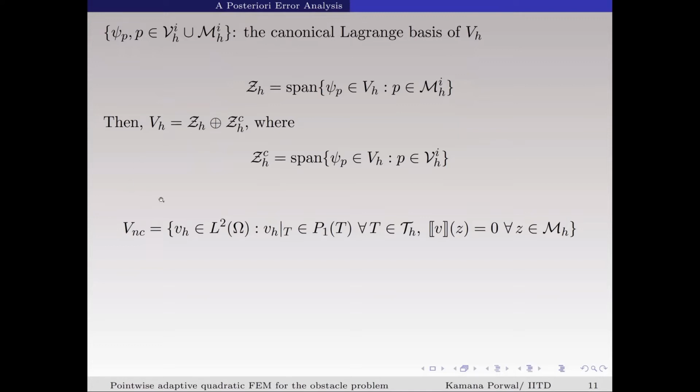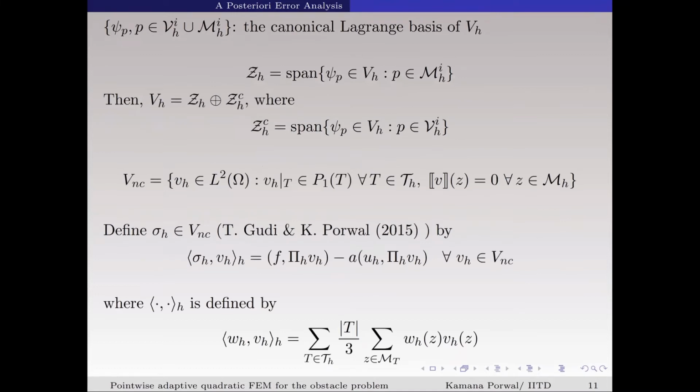And we denote the Crouzeix-Raviart finite element space by VNC. It is a space of piecewise linear functions which are continuous at the midpoints of the edges. Now, analogous to the continuous Lagrange multiplier sigma, we need to define the discrete Lagrange multiplier associated with the discrete problem, and we have defined it in this way. Here this H inner product is defined in this way, and it is the lumped mass inner product which Professor Hoppe introduced in his lecture which he gave yesterday.